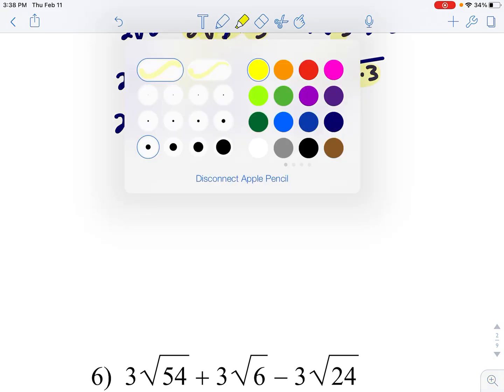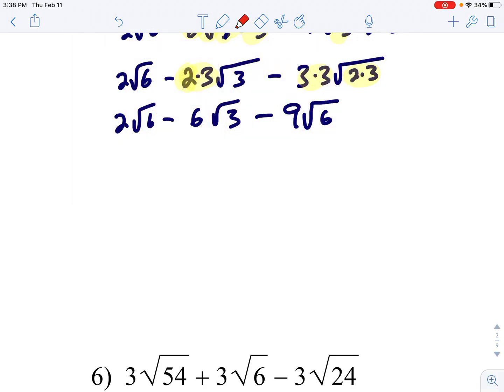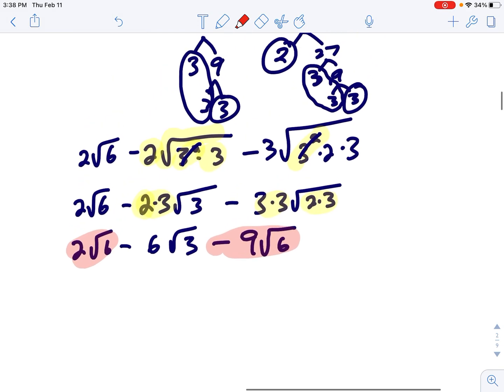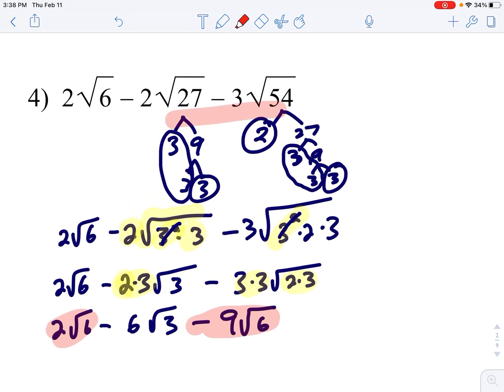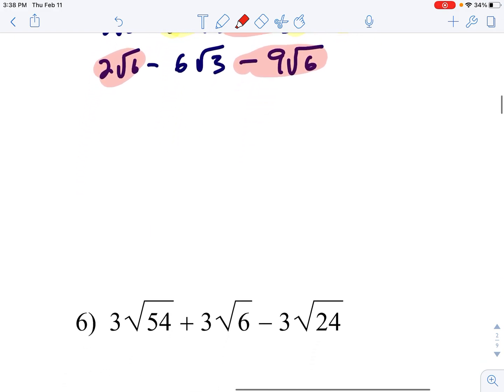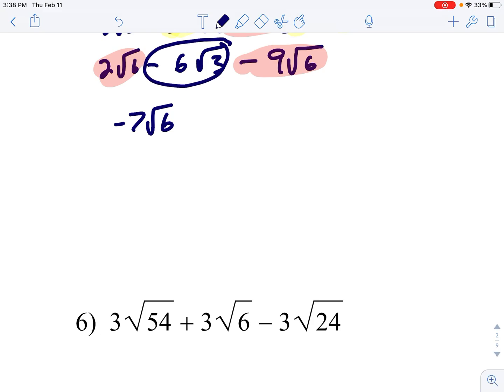Now, I'm going to use the highlighter again. I'm going to change colors just for variety. This term and this term match each other. So I needed to go through all of this work of simplifying the radicals in order to finally get like terms so that I can combine them. If I take 2 square root of 6 minus 9 square root of 6, that's going to give me negative 7 square root of 6. This other term has no like term, so I just copy that down.